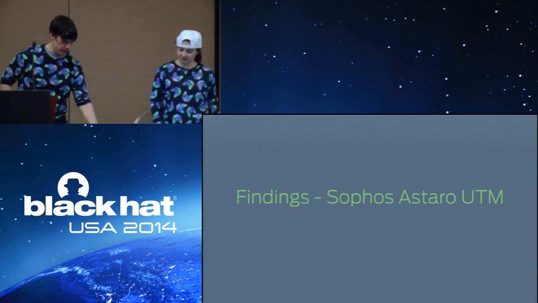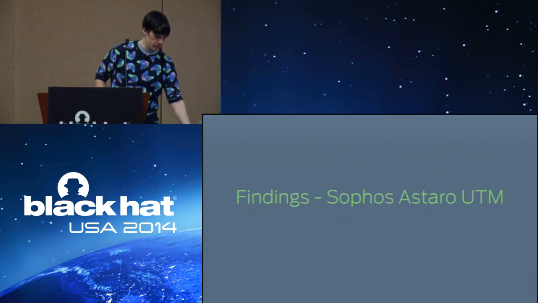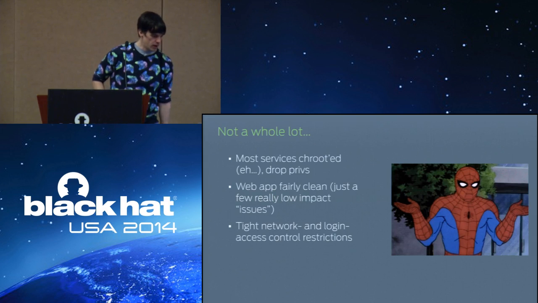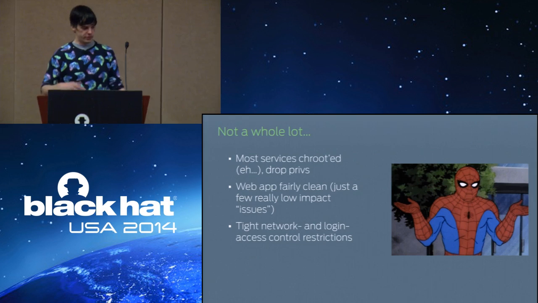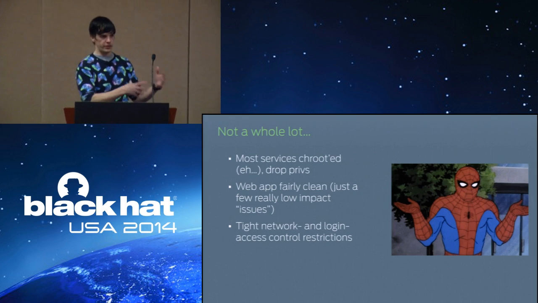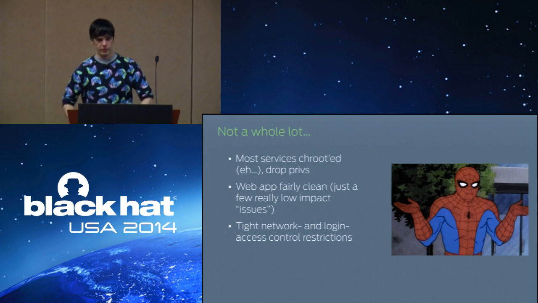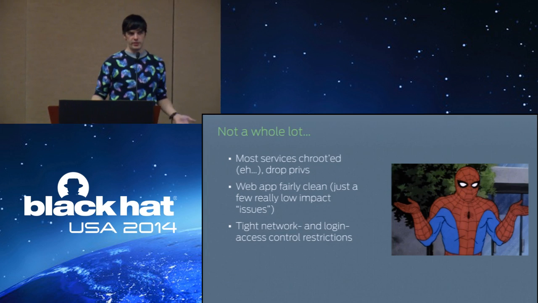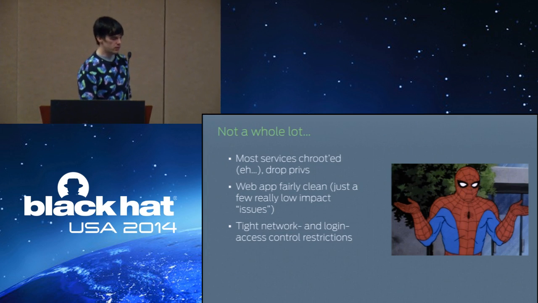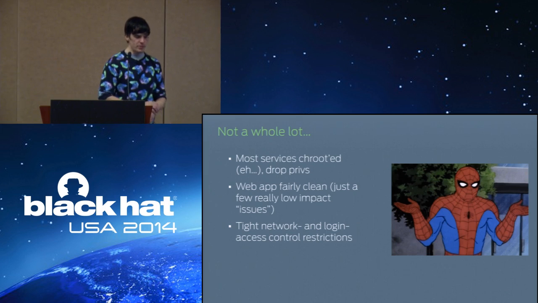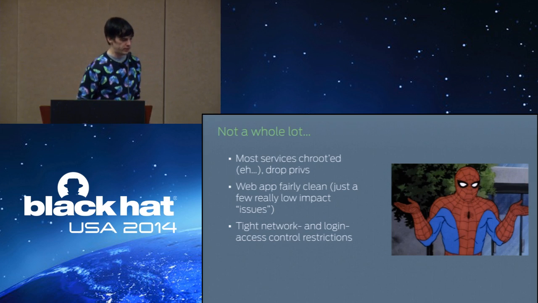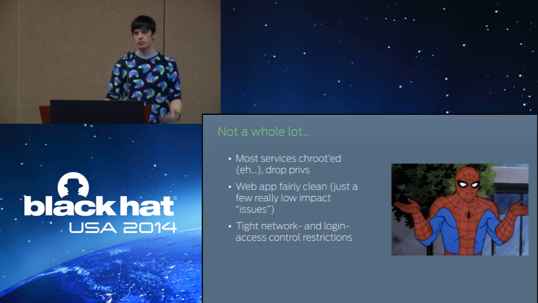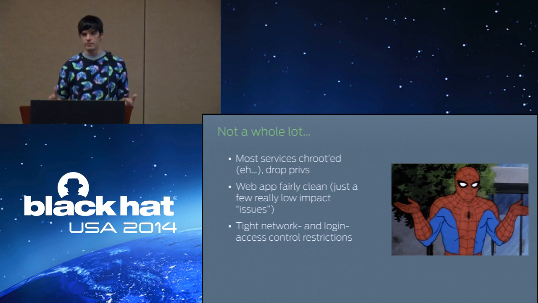So the Astaro UTM, or Unified Threat Management thing. I don't know if anyone knows the history of Astaro. They used to make a Linux-based firewall, and it got purchased by Sophos some time ago. They did a pretty decent job at an OS level. Pretty much every service is chrooted. Yeah, I know, chroot's cool, kind of lame, but whatever. They actually did drop privileges correctly. They actually thought it out.